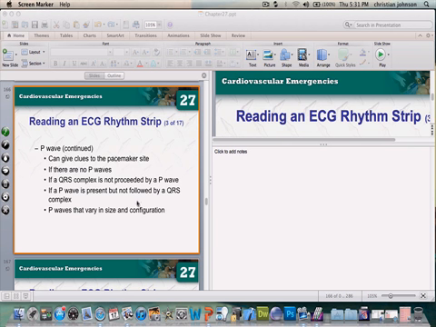All right, so we're looking at P waves. When we're looking at P waves in the rhythm, we want to see that there are P waves and that every QRS complex is preceded by a P wave. All right, so there's a P wave for every QRS complex.